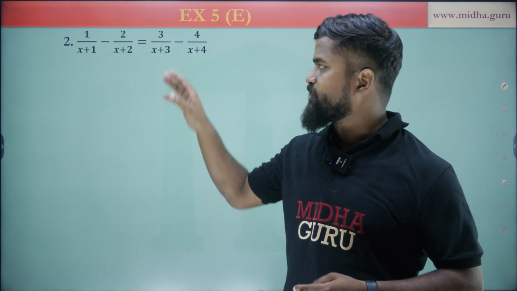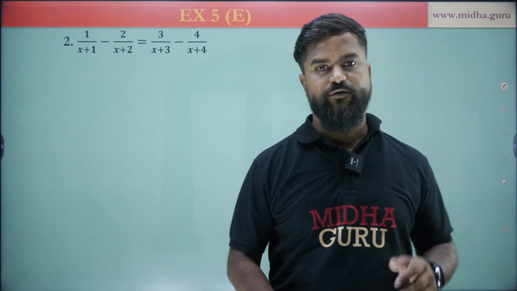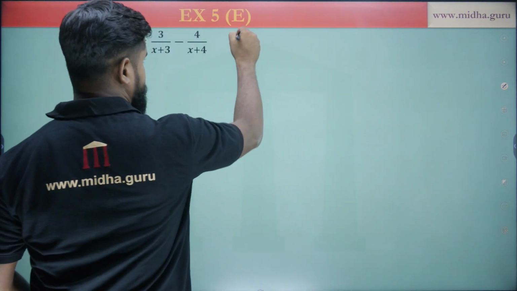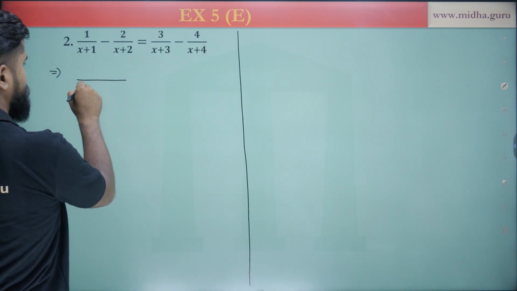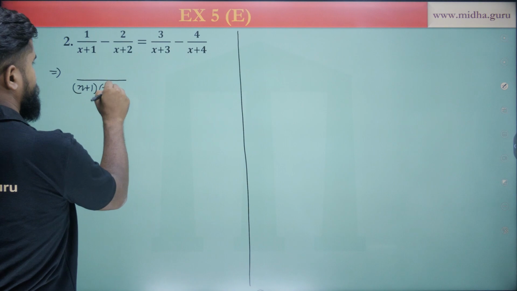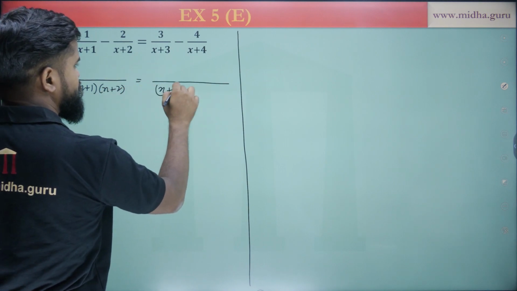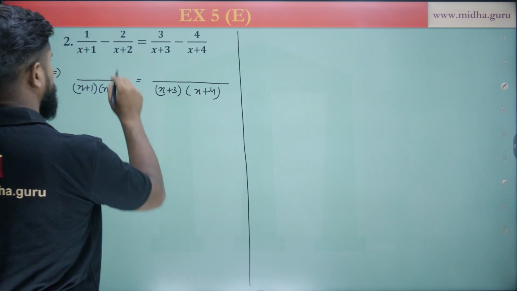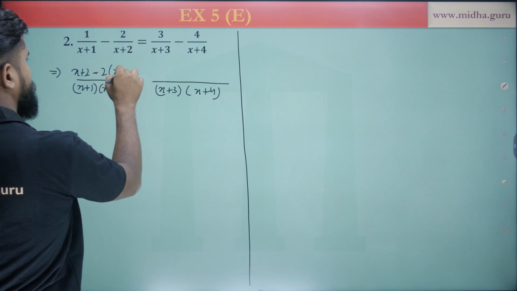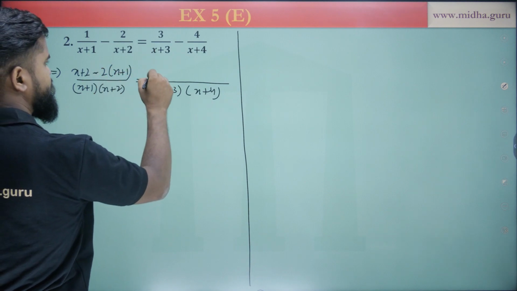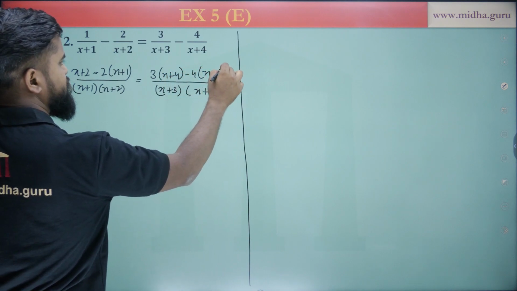Next question says 1 by (x plus 1) minus 2 by (x plus 2) is equal to 3 by (x plus 3) minus 4 by (x plus 4). So now let's try to solve this one. On the left hand side, clearly the LCM is (x plus 1) into (x plus 2). And here the LCM is (x plus 3) into (x plus 4). So multiply this here, you get x plus 2 minus twice of (x plus 1). Similarly here it is 3 times of (x plus 4) minus 4 times of (x plus 3).